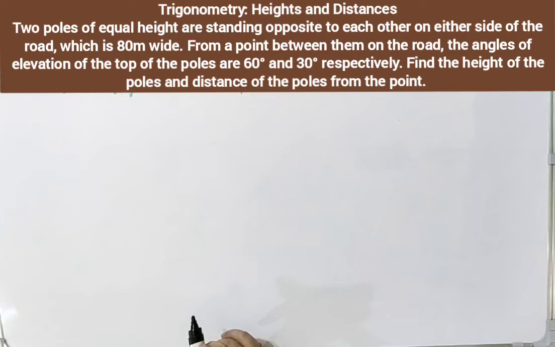Let's solve a trigonometry problem related to heights and distances. The problem states that two poles of equal heights are standing opposite to each other on either side of the road, which is 80-meter wide. From a point between them on the road, angles of elevation of the top of the poles are 60 and 30 degrees respectively. Find the height of the poles and distance of the point from the poles.